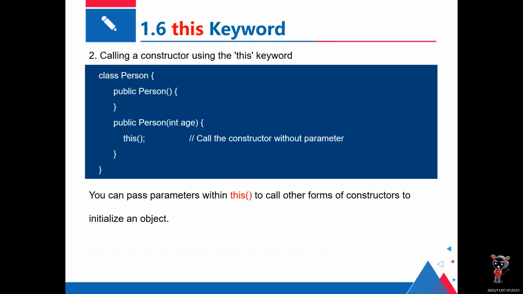We can also call a constructor in Java using the this keyword. For example, if we add this with brackets in a constructor, we are actually calling the default no parameter constructor. So if you want to provide parameters, we can also use the this keyword and provide parameters according to the member variables in the parentheses.